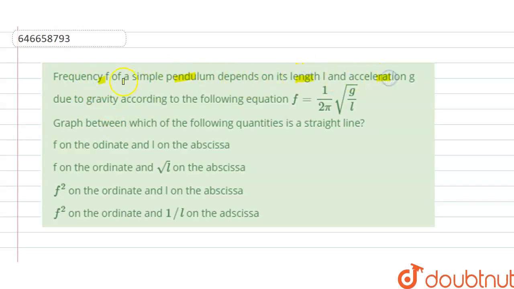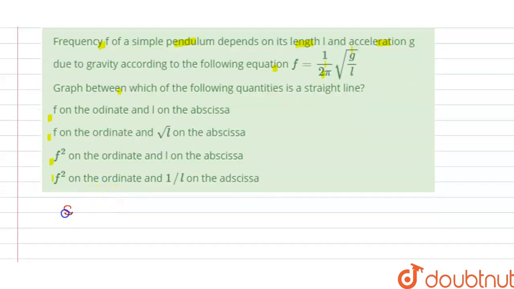Hello students, today our question is: the frequency f of a simple pendulum depends on its length L and acceleration due to gravity g. According to the equation f equals 1 divided by 2 pi under root g divided by L, where L is the length of the pendulum, a graph between which of the following quantities is a straight line? Options A, B, C, D are given here, so we have to find the correct option.